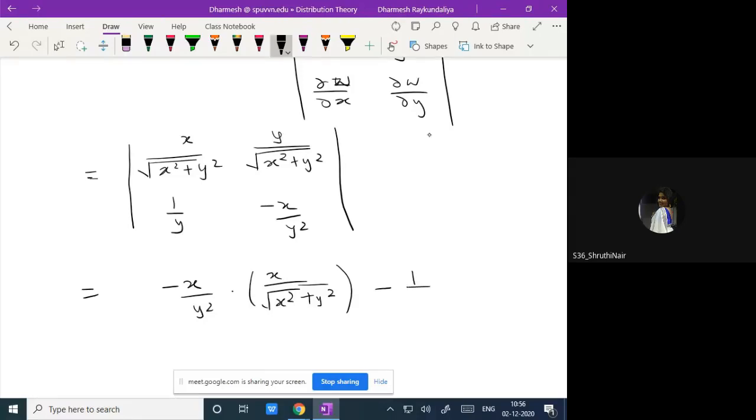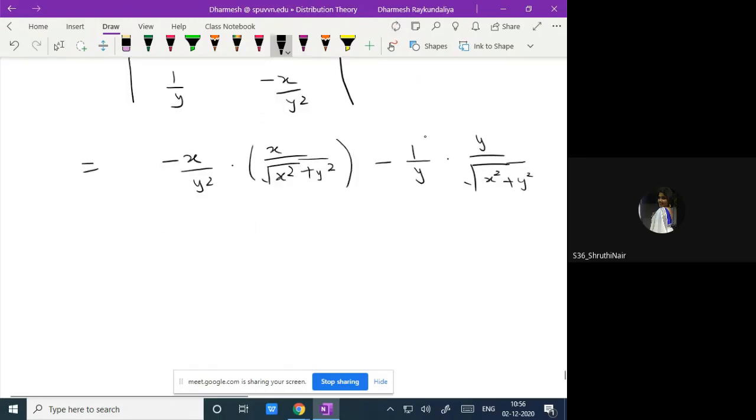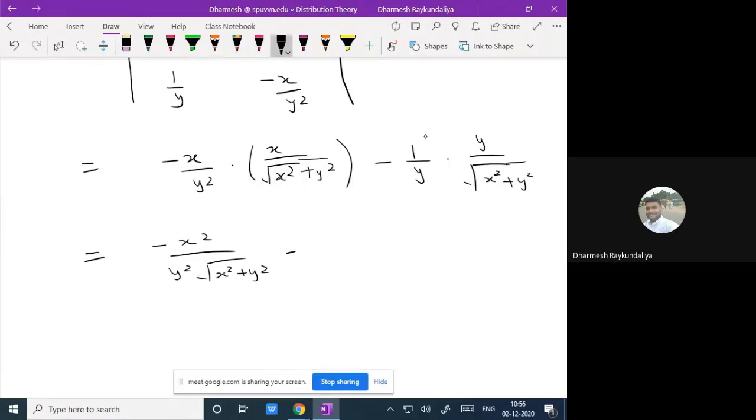Minus Y, 1 upon Y into Y upon square root of X square plus Y square. Okay, so you will get here minus X square upon Y square into square root of X square plus Y square minus, this is cancel out, it is 1 upon square root of X square plus Y square.